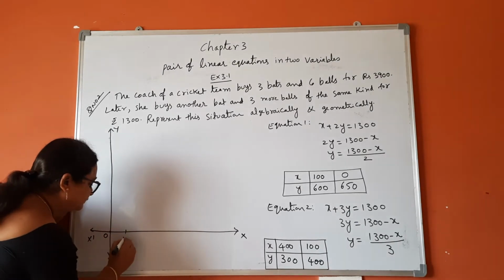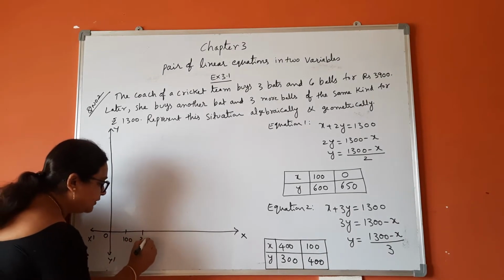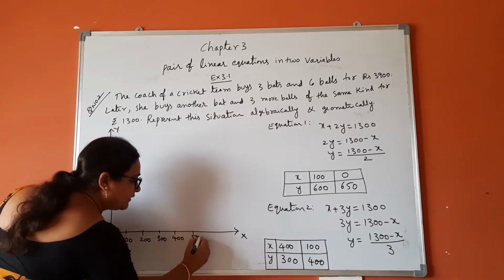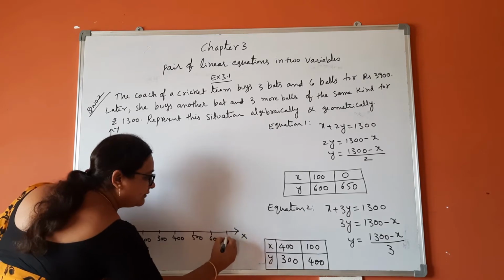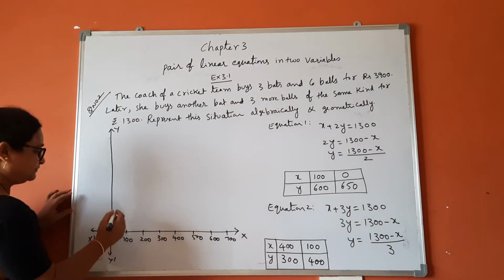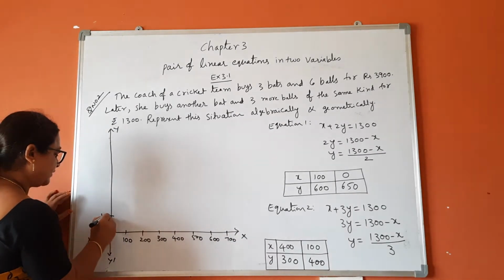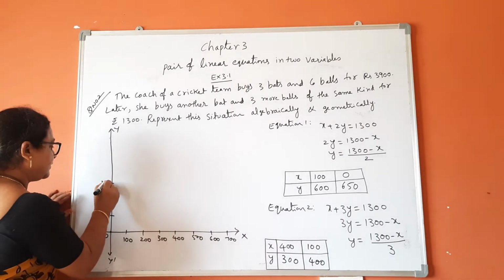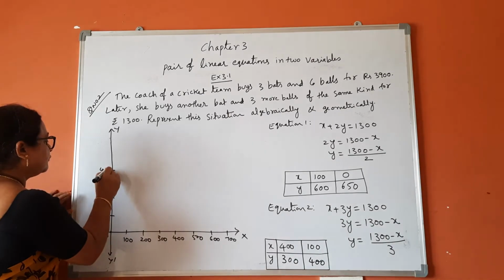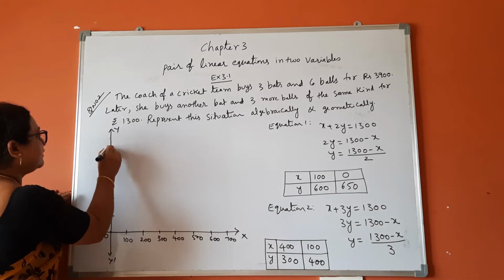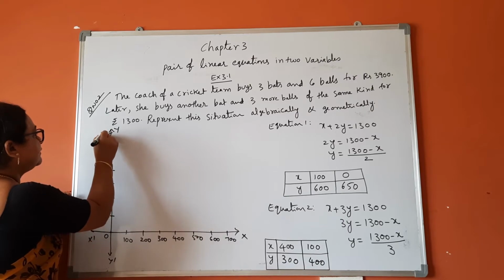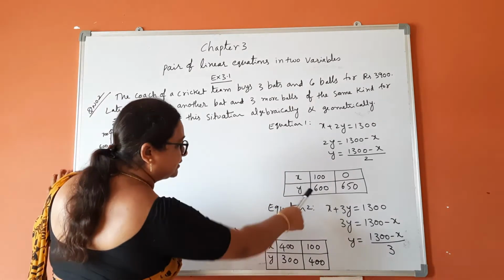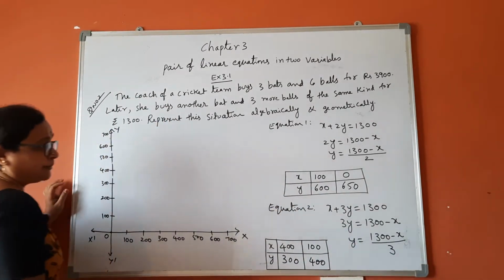So 100, 200, 300, 400, 500, 600, 700. Now, let us consider the first pair, that is 100, 600.